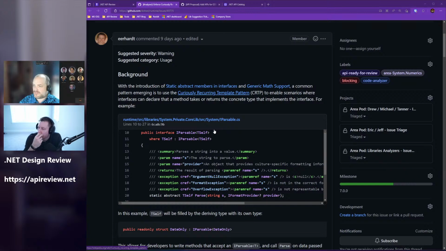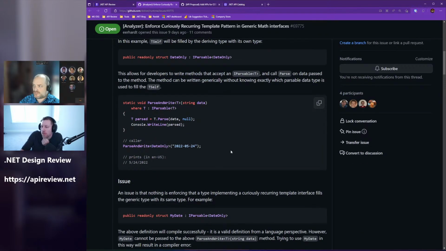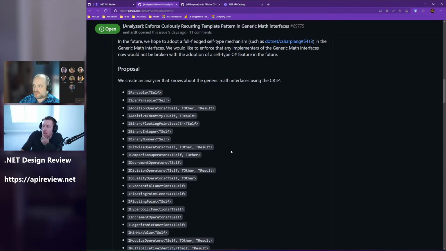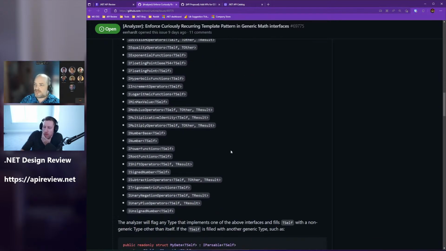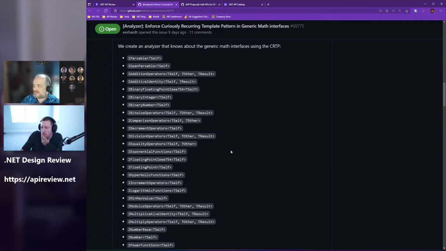But they are going to heavily consider the fact that these generic math interfaces are basically prime examples of where self-types would be beneficial, and therefore ideally they don't make a binary breaking change in deciding how that feature is exposed. And in particular, the analyzer will be flagged to specifically our types. It's not going to recognize a general pattern and flag end user types. Oh, that's just what I was going to ask.